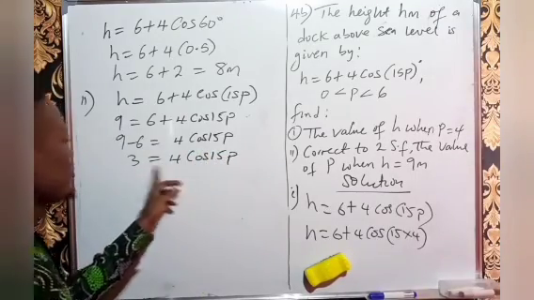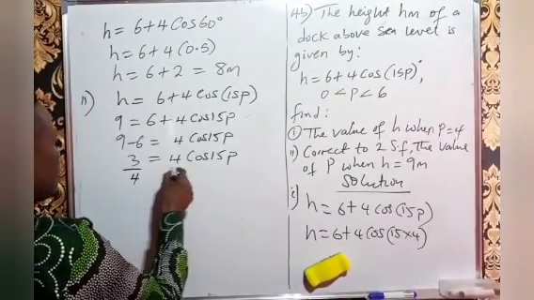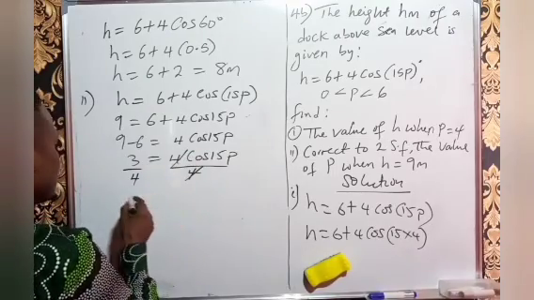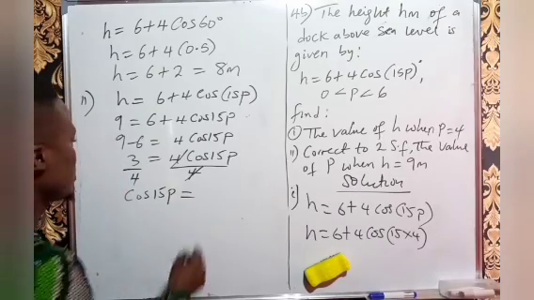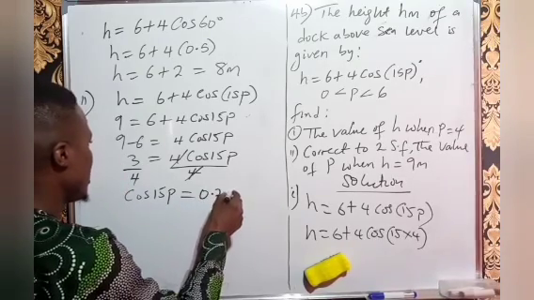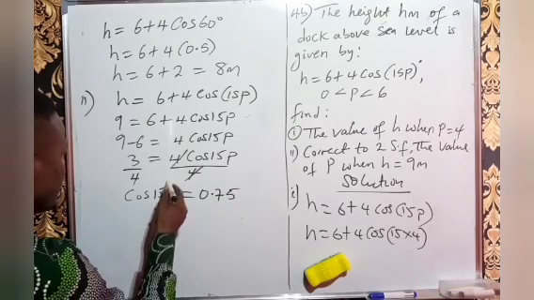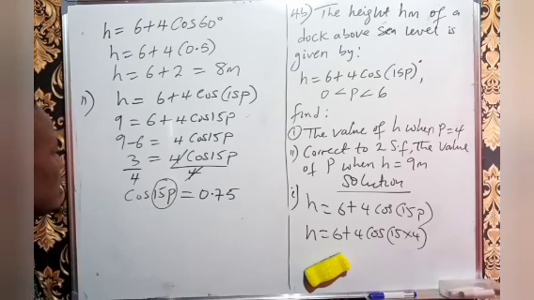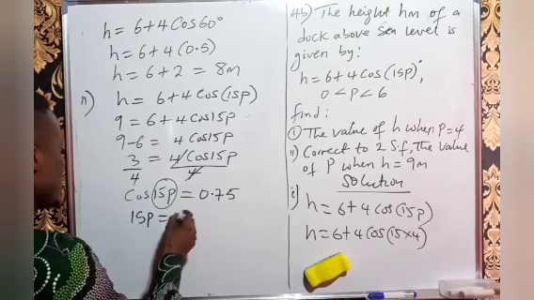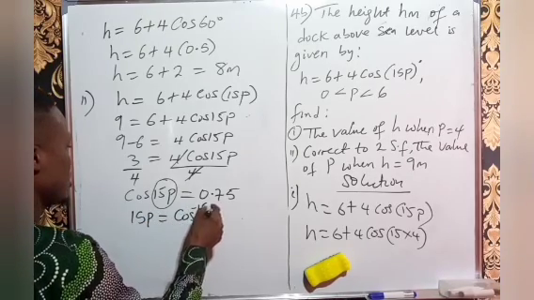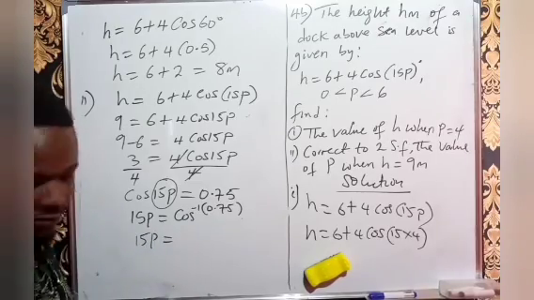I'll divide both sides by 4 to clear the coefficient to make cos 15p stay alone. 4 over 4 cancels out. So cos 15p equals 3 divided by 4, which is around 0.75. So how do you now get the value of this? So 15p equals a cos inverse of 0.75. So 15p will give us cos inverse of 0.75.